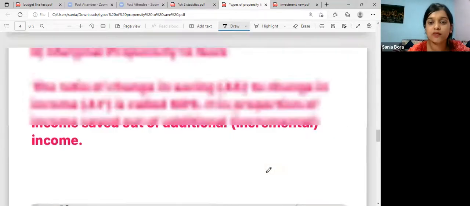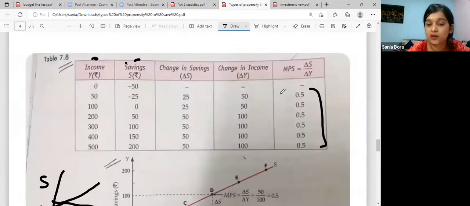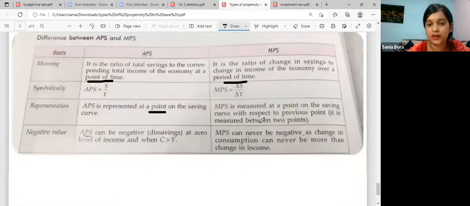Okay, so over here, when you compare the things, you can see APS can be negative when your income is zero, or when your consumption is more than your income. But over MPS, you can see your MPS is never negative. So you will write MPS can never be negative.